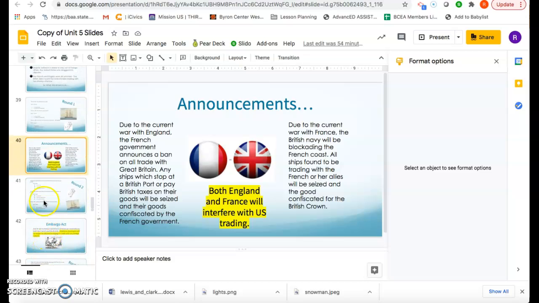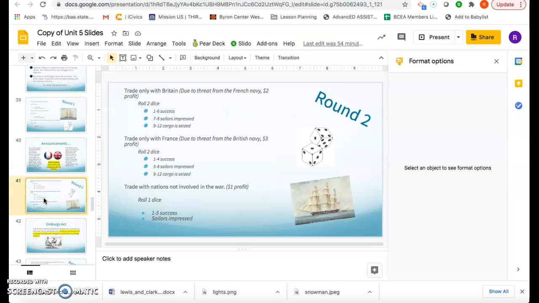So, round 2, you can choose to trade only with Great Britain. Due to the threat from the French Navy, there's a $2 profit. You're going to roll 2 dice. This time, 1 through 6 is a success. 7 through 8, your sailors are impressed and you lose $1. 9 through 12, your cargo is seized and you lose $3.